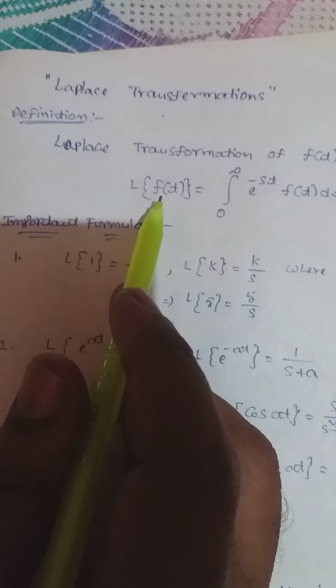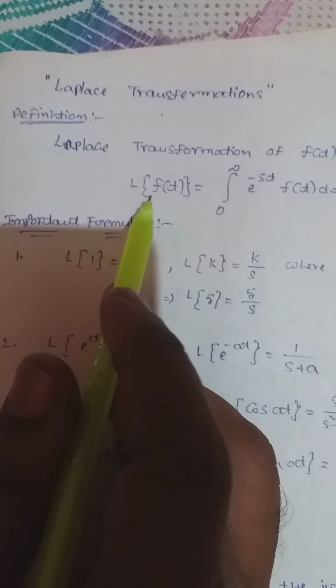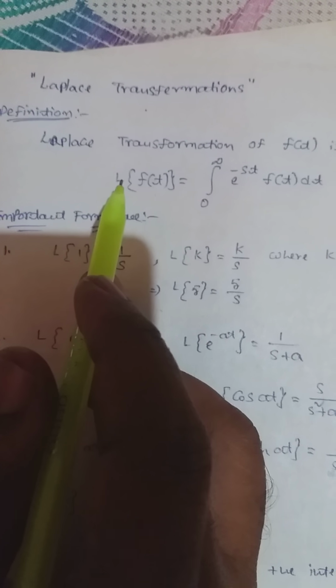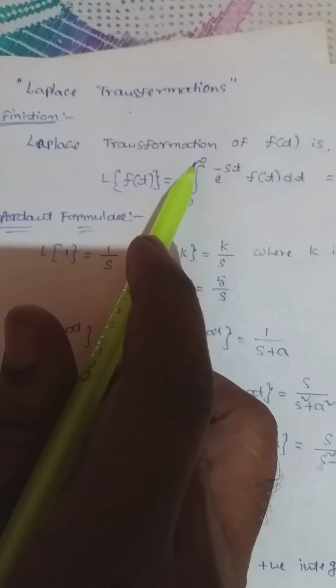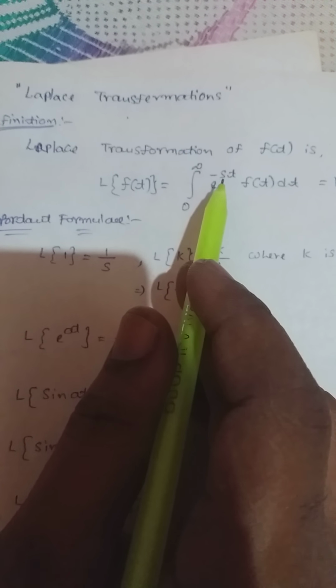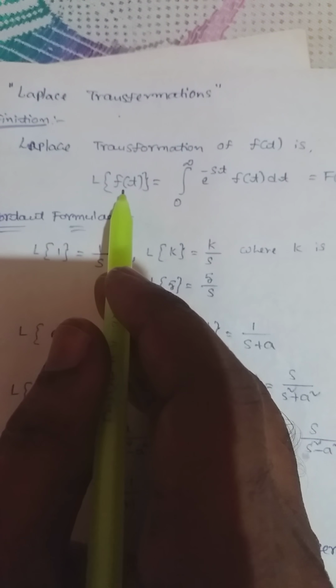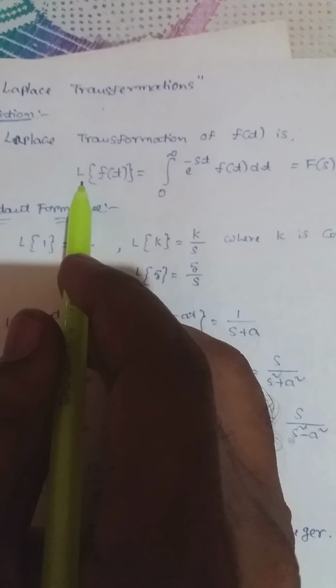The Laplace transformation of the function f of t is denoted by L of f of t, within brackets. The definition is: Laplace transformation is nothing but finding the integration between the limits 0 to infinity. Inside you will have e power minus st, where s is another variable that may be real or complex, into f of t dt. This is the definition of the Laplace transformation of the function f of t.